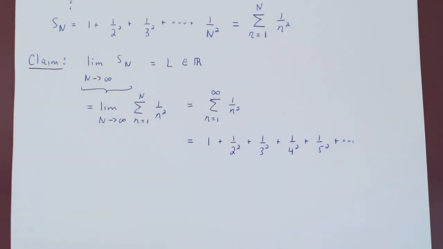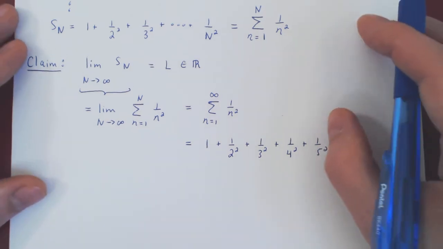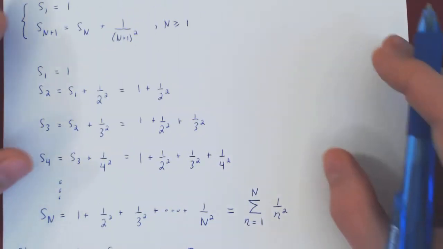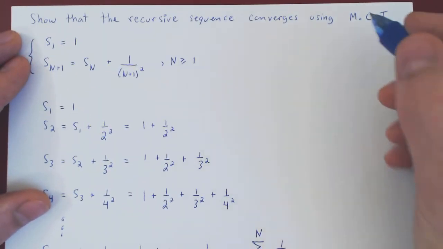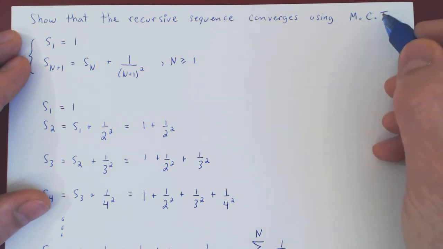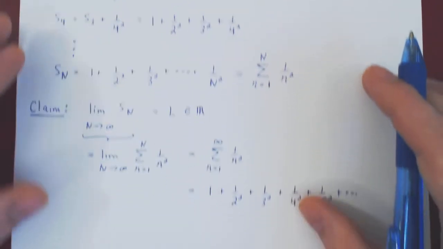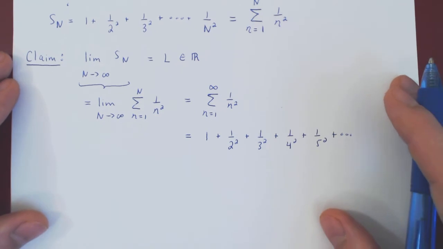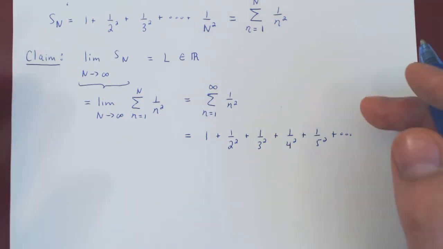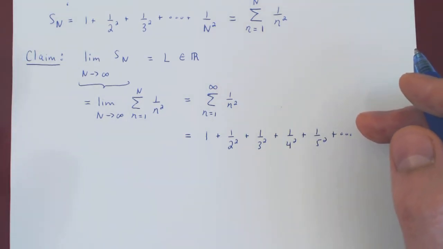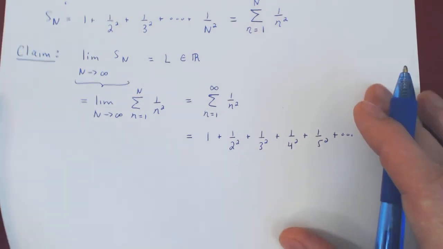So let's prove that we're actually correct. And as we have said, we will prove that we are correct using the monotone convergence theorem. So we have to show that two conditions are met. First, that the sequence is either increasing or decreasing. Second, that it is bounded. So let's prove first that the sequence is increasing. This will be a very simple proof.